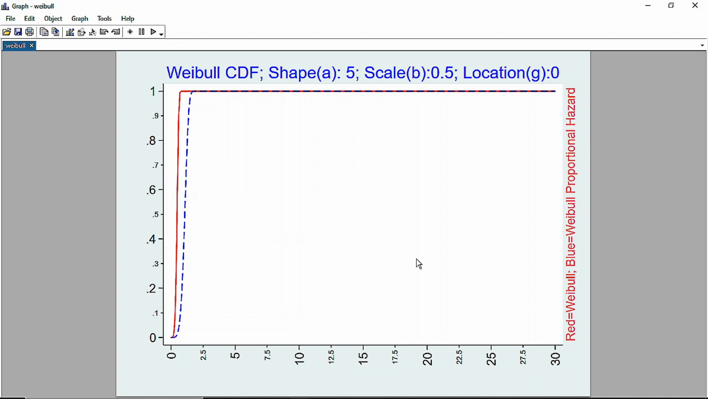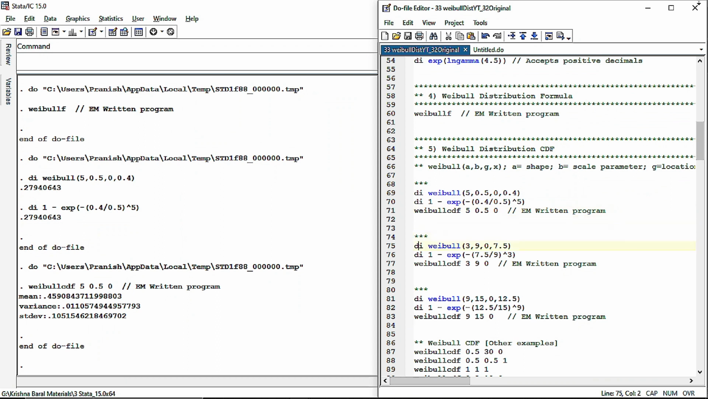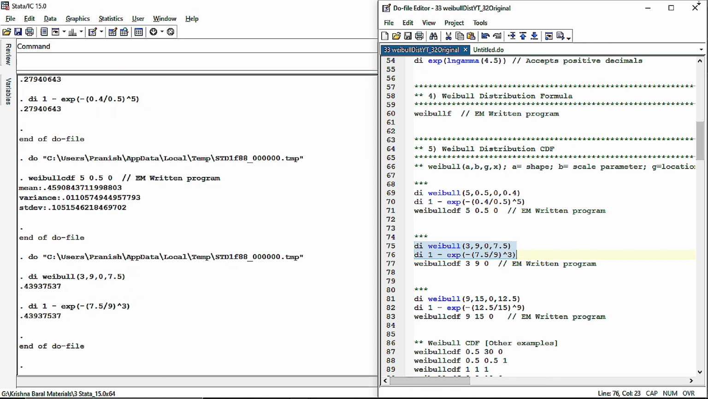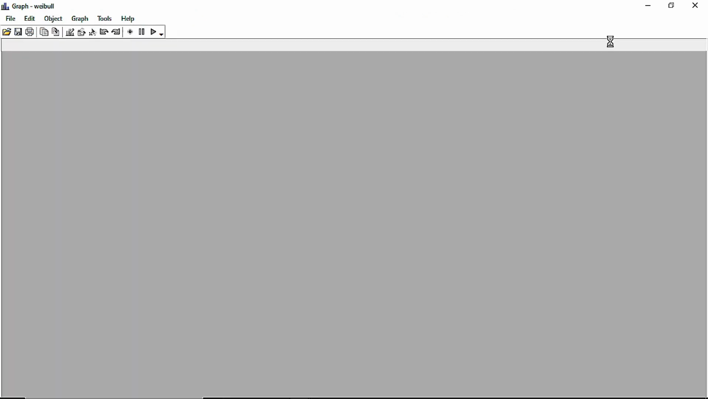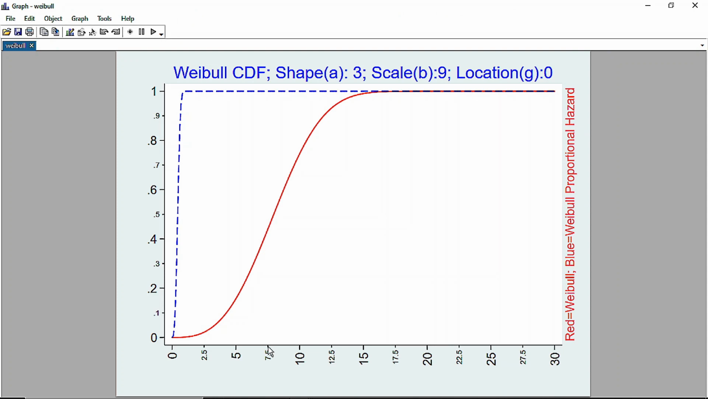The graph with the red line represents the Weibull distribution, while the graph with the dashed blue line represents the Weibull proportional hazard. Now let us repeat the same process but with different parameters. Say the shape parameter is 3 and our scale parameter is 9 and the location parameter is 0 when the value of x is 7.5. The probability of getting less than or equal to 7.5 is 44%, and let us see whether we get the same result. 44% for less than or equal to 7.5.